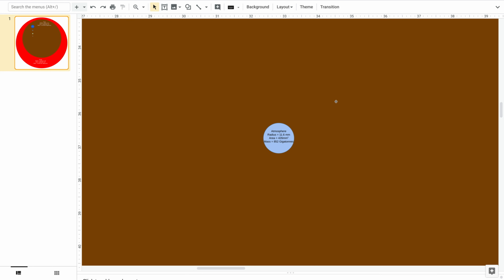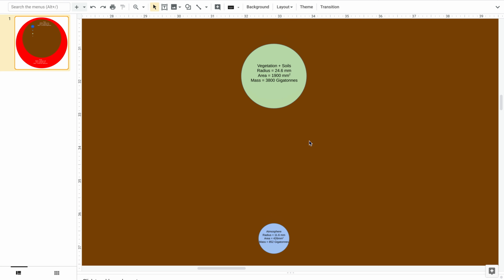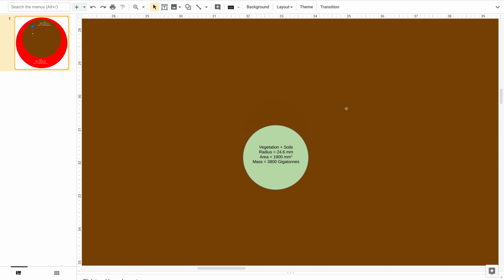of carbon. We're going to scroll up to the vegetation and soils radius, and that gives you an idea of about how much bigger the circle looks like. The vegetation and soils has a radius of 24.6 millimeters. This reservoir has an area of 1,900 millimeters squared, which gives this reservoir a 3,800 gigatons of carbon mass. So that's our vegetation and soils reservoir.